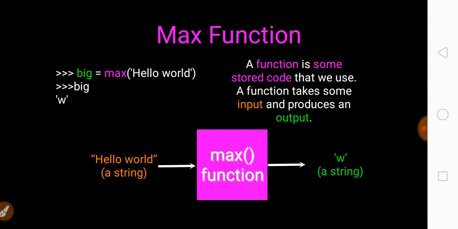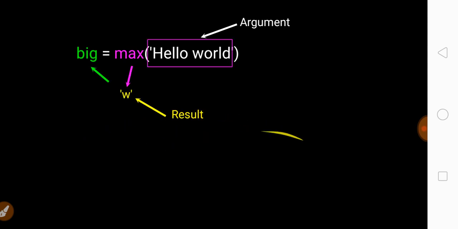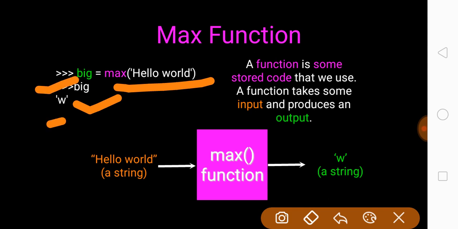Over here again we have used the function max, with hello world, and it's printing the w. Actually, a function also returns a value. That means whenever we write a function, it may or may not return a value. Over here the function max is returning a value, which is the w. So if we print the value of big, it will print the w.